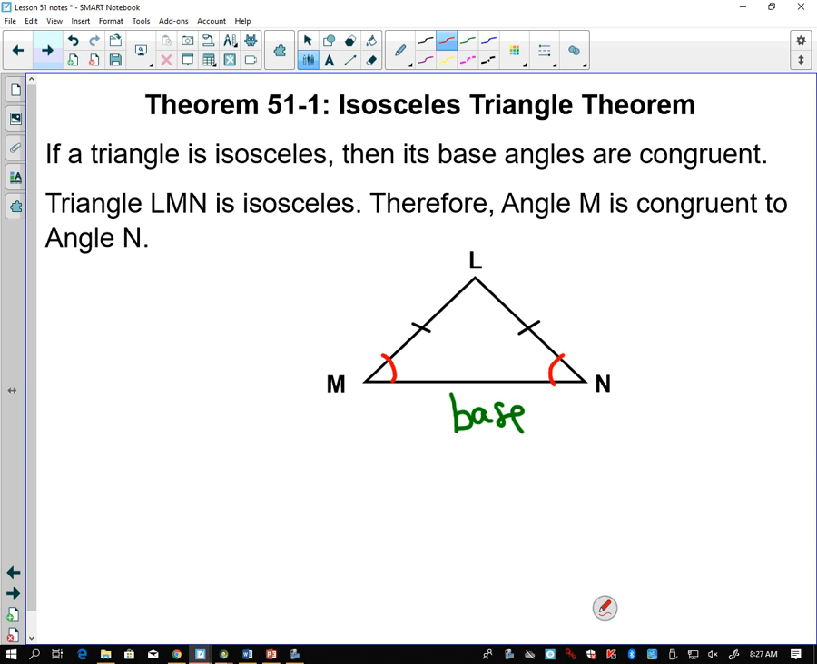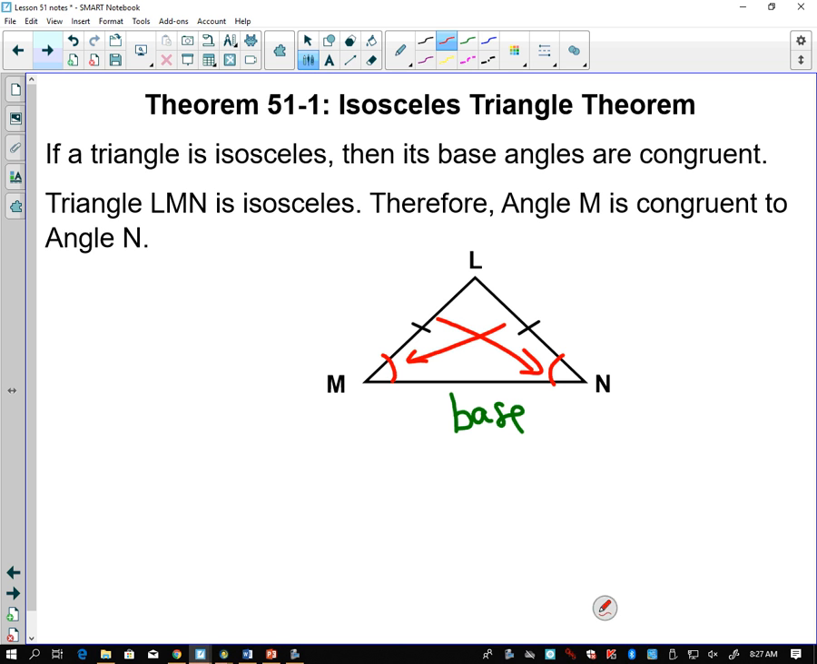Now, what you'll also notice about the base angles of an isosceles triangle is that they are always the angles that are opposite the two congruent sides. Okay, so if we see those tick marks, we're going to find the angles that are opposite of those. Those are always going to be my base angles.